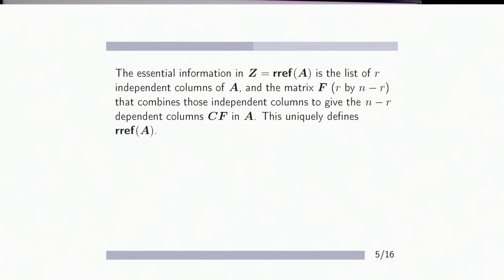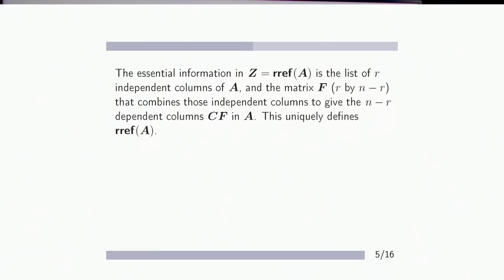Okay, the essential information. What does elimination accomplish after all these thousands of years? It was invented in China more than 2,000 years ago. It tells us which columns are independent, then the identity matrix shows up in those columns, and it also tells us the matrix, how the dependent ones come from the independent ones. You multiply C by some matrix F, which elimination finds. So elimination finds all these matrices, as we saw in that example.